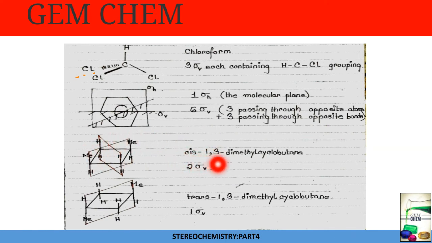And for cis 1,3-dimethyl cyclobutane, see here there is a reflection. If seen from here, this hydrogen comes here. And similarly, if we consider this mirror, this methyl and this methyl show a mirror image. So 2 sigma V's. Similarly for trans, there is 1 sigma V, hydrogen and hydrogen showing that.